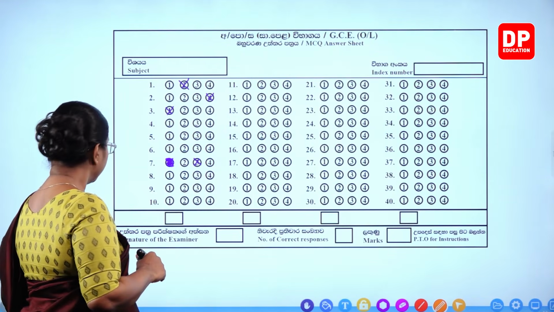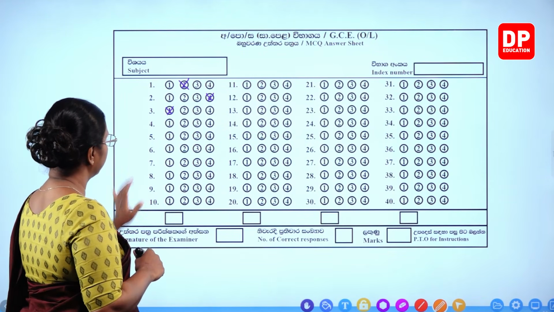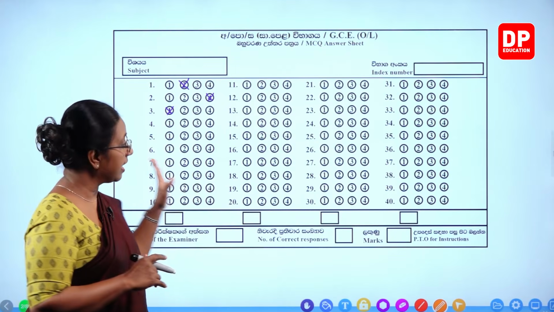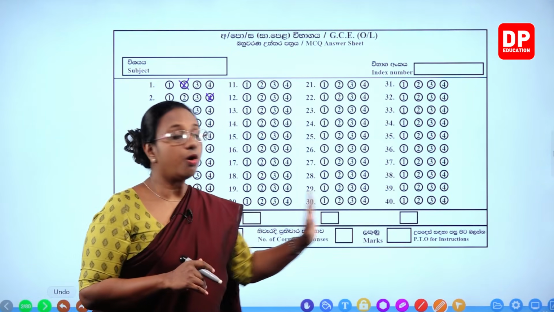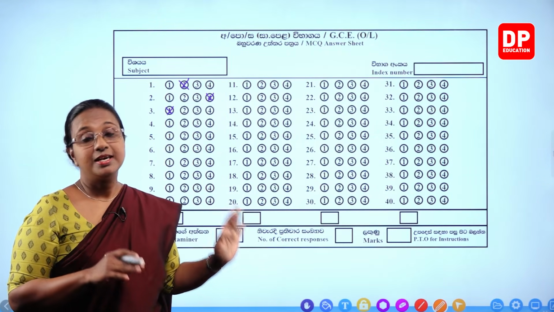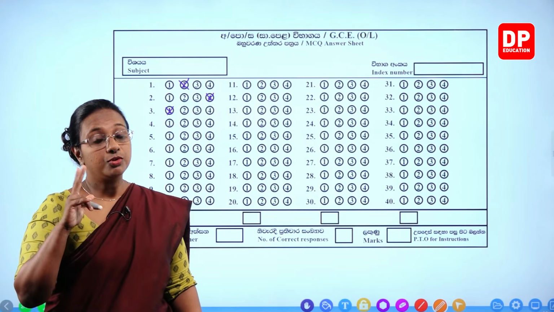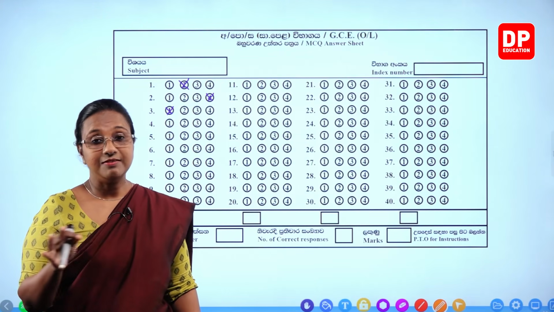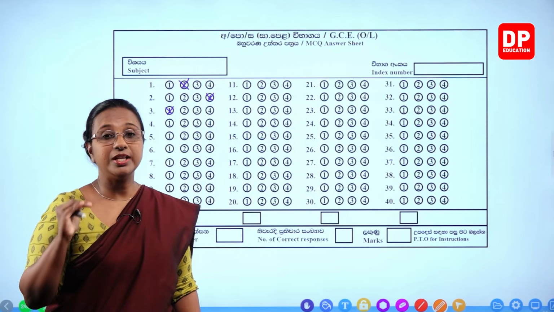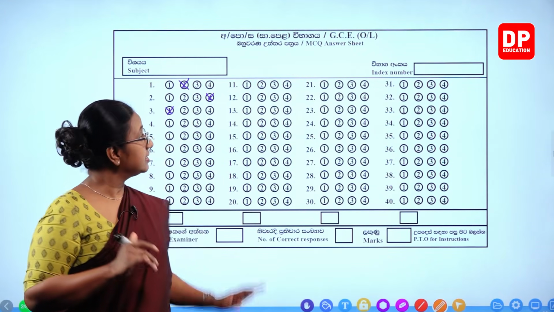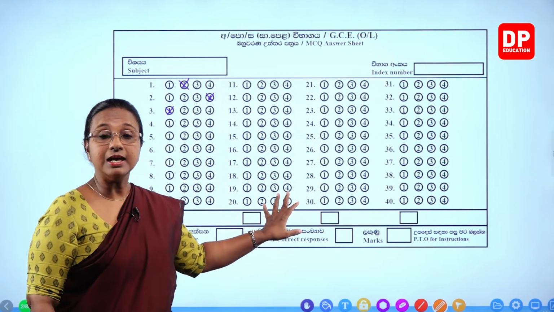So this is also incorrect. Do not do this. Only 1 answer for 1 question and make sure that you answer all 40 questions. Is that okay, students? No 2 answers. Don't leave it blank and also do it neatly. So that is how you are supposed to mark the answers.